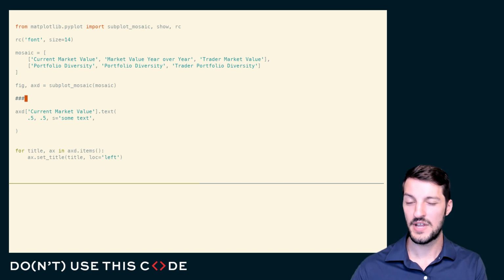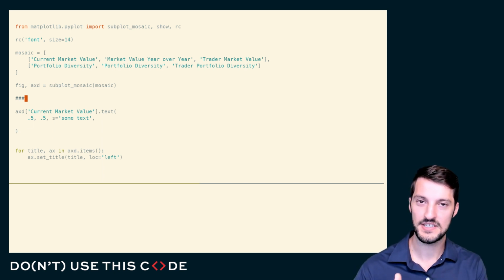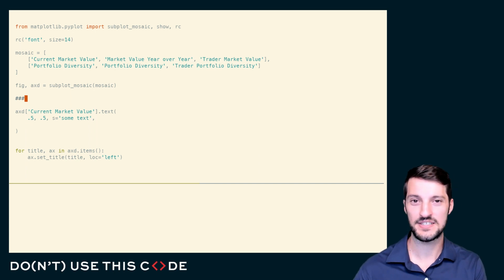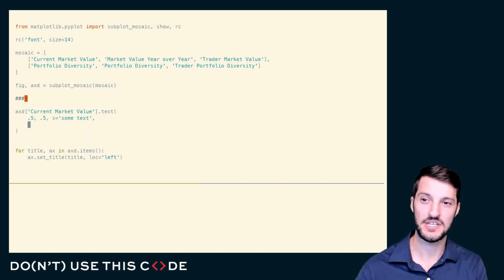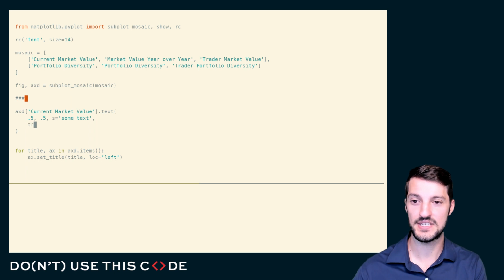Now, if you're not familiar with adding text, this adds text in terms of data coordinates. I don't necessarily want this in data coordinates because there won't be actual data plotted against these axes. So instead, I'm going to supply a transform here, and I'll use its own fractional coordinate system.